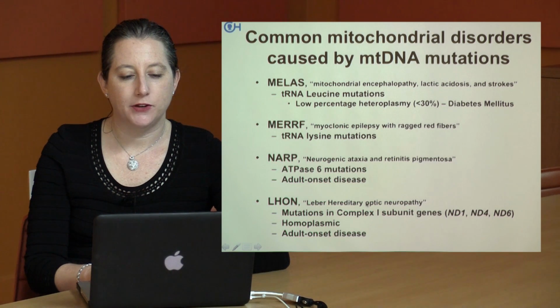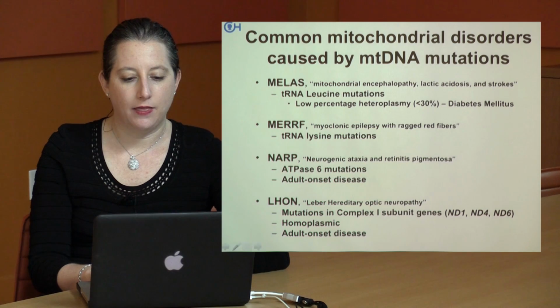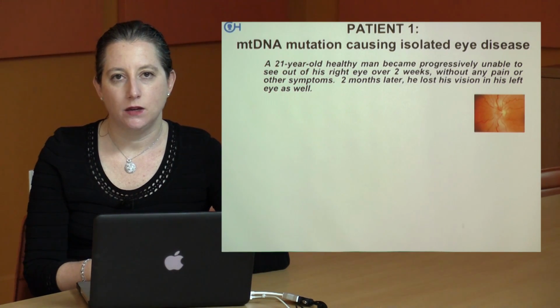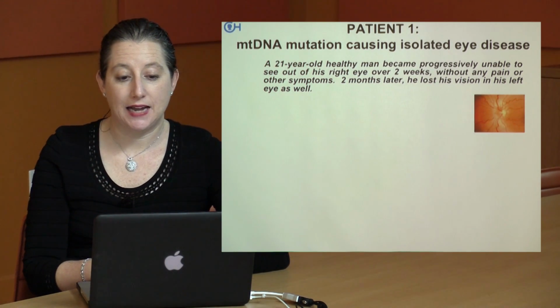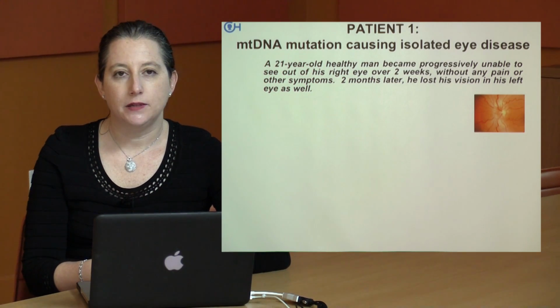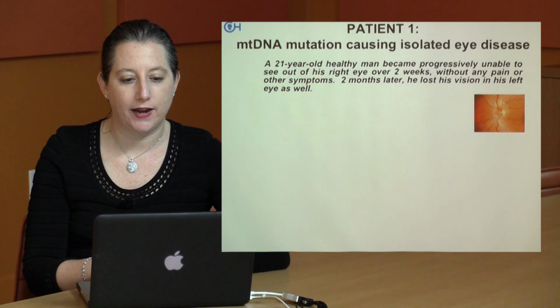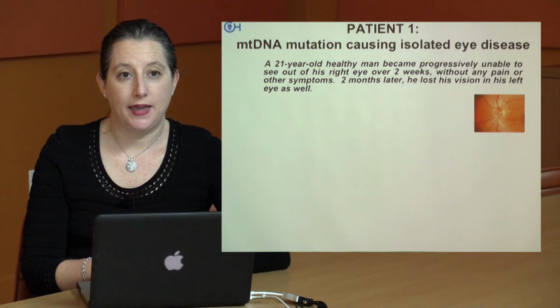Leber's hereditary optic neuropathy is a fascinating disorder that I'll explain more in a moment, and it's typically caused by mutations only in the mitochondrial DNA that encodes one of the 7 complex 1 subunits of the respiratory chain. Here is an example of a patient presenting with a mitochondrial DNA disorder that causes an isolated eye disease. The typical example would be a 21-year-old healthy man who becomes progressively unable to see out of his right eye over 2 weeks. He has no pain, no other medical problems, and no other symptoms. 2 months later, he loses vision in his left eye as well.